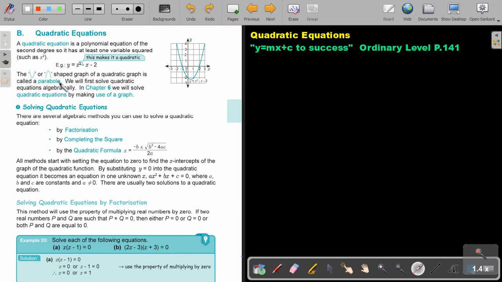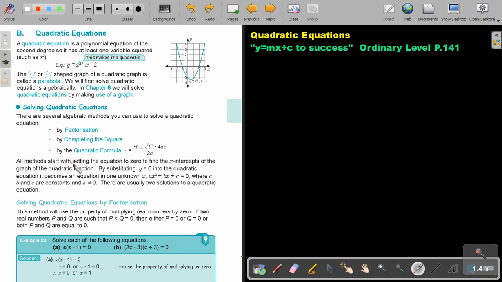We will first solve quadratic equations algebraically. In chapter 6, this is chapter 4, so in chapter 6 we will solve quadratic equations by making use of a graph. So this is the graph of a quadratic equation. Now, how do we solve quadratic equations? There are several algebraic methods you can use: by factorization, by completing the square, by the quadratic formula. And in this video, we are going to focus more on the factorization method.